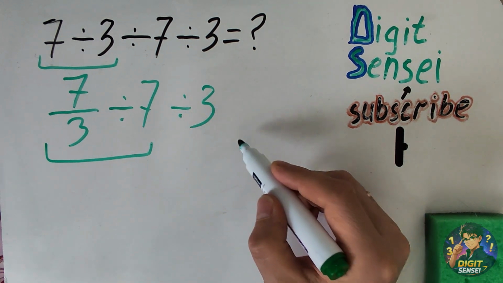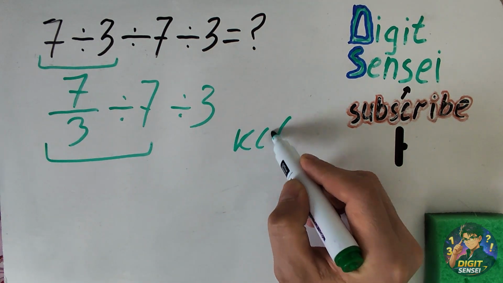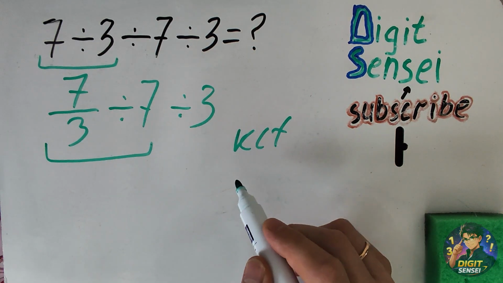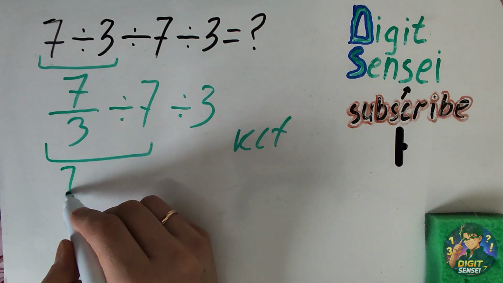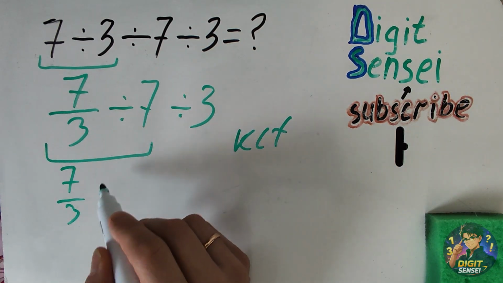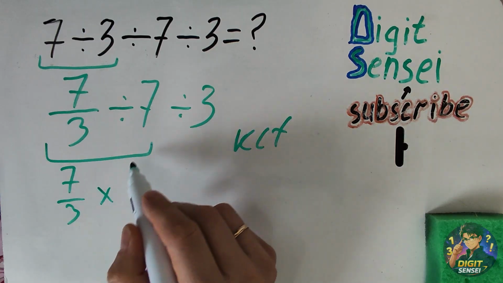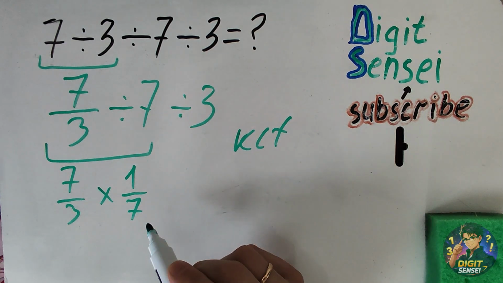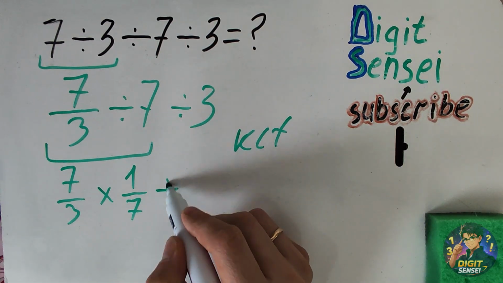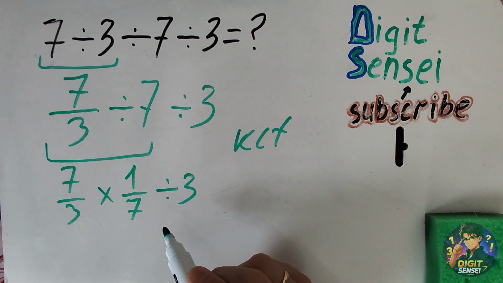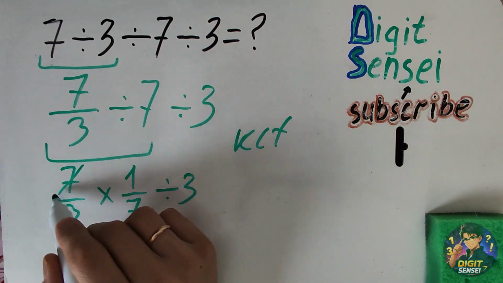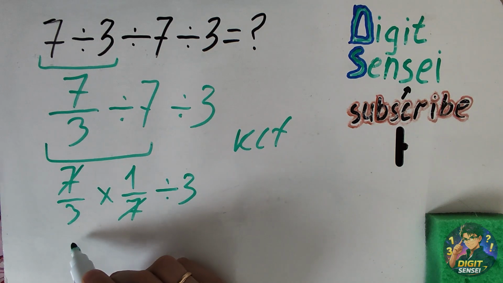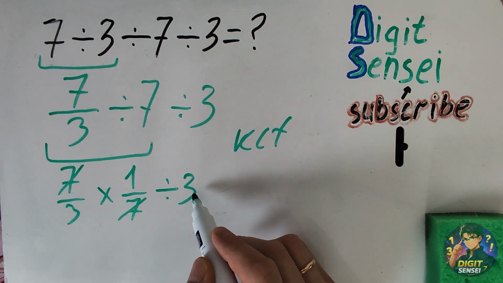According to the KCF rule, K stands for keep, C stands for change, and F stands for flip. We can write keep the first fraction, change division to multiplication, and flip the second fraction. And here we have divided by 3. Now we can easily cancel this 7 and this 7. So we have 1 over 3 divided by 3.